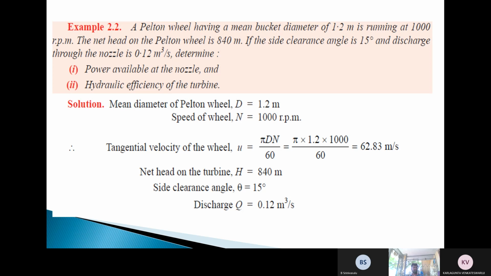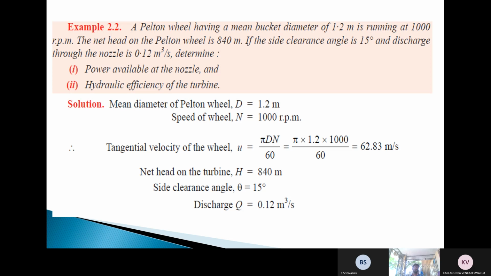Okay. Next problem. This is another problem. A Pelton wheel is having a mean bucket diameter of 1.2 meter, and is running at 1000 RPM. The net head of the Pelton wheel is 840 meters. If the side clearance angle is 15 degrees and discharge through the nozzle is 0.12 meter cube per second, determine the power available at the nozzle and hydraulic efficiency of the turbine.